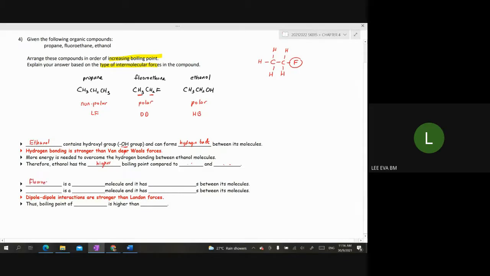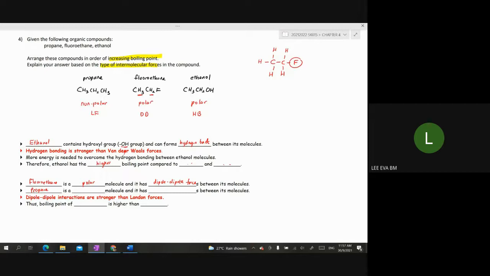Fluoroethane is a polar molecule. Above, Madam already taught how to interpret, so we just write the sentence. And it has dipole forces. How about propane? Propane is a non-polar molecule and it has London forces between its molecules. Therefore, you compare the strength: dipole-dipole forces are stronger than London forces.